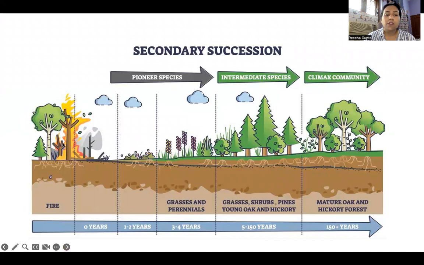Again, here it is a forest fire, you can see here. And now there will be the pioneer community, there will be the transitional communities, and there will be the climax community. Transitional are known as intermediate species also. So here also the plants are almost the same, they are similar, but the time of succession in case of secondary is a bit faster than primary, because यहाँ पे पहले से न्यूट्रिएंट मौजूद होते हैं.